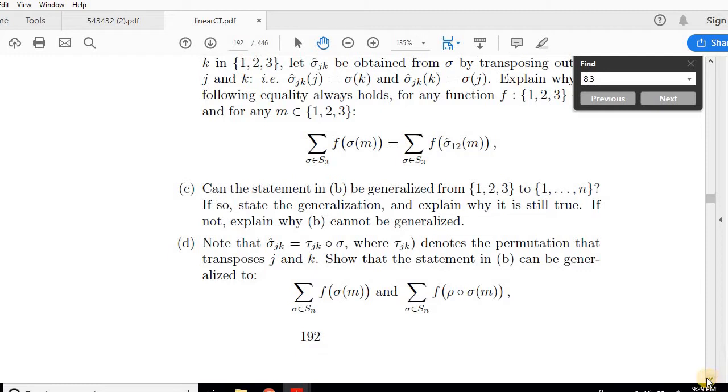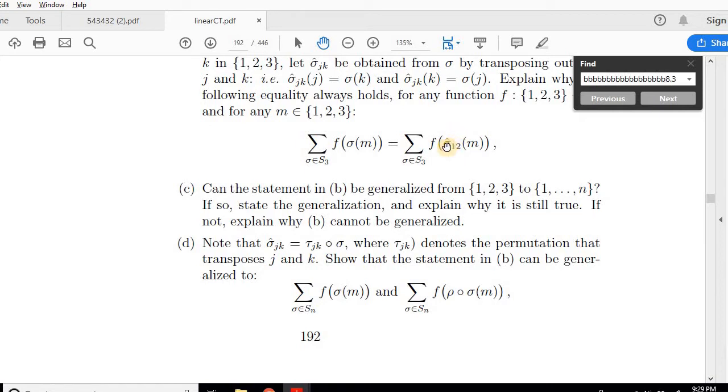All right, and then part D. The question was, part D sounds a lot like part B. So what's the difference? Well, part C is like part D. Now, part D says note that sigma hat jk can be written as a transposition composed with sigma. So in fact, you could replace this sigma hat 1, 2 with tau 1, 2 composed sigma.